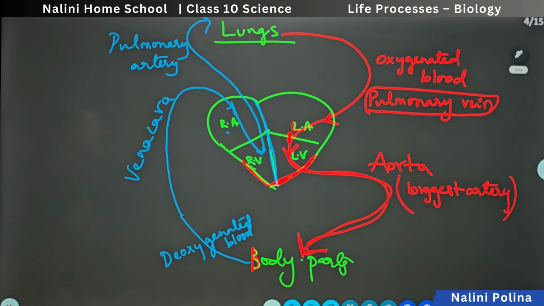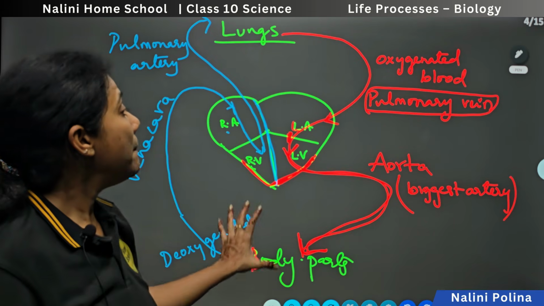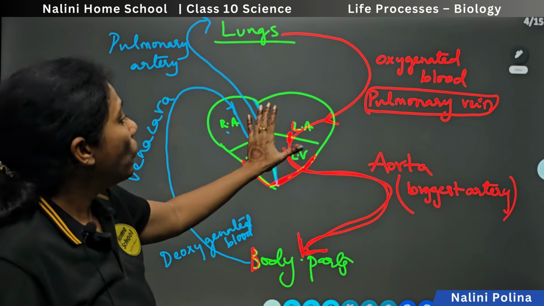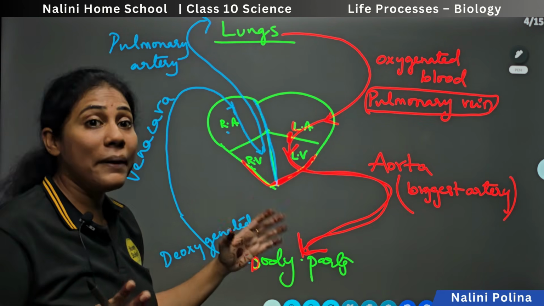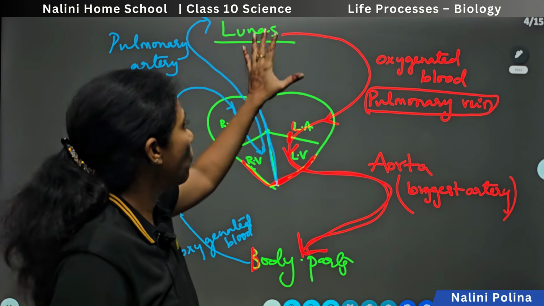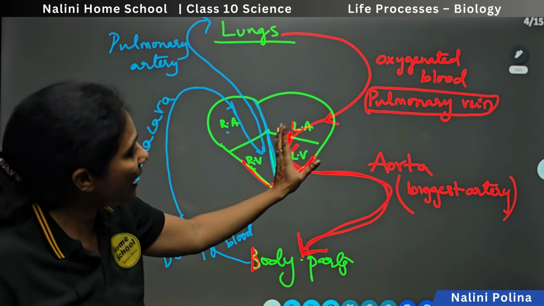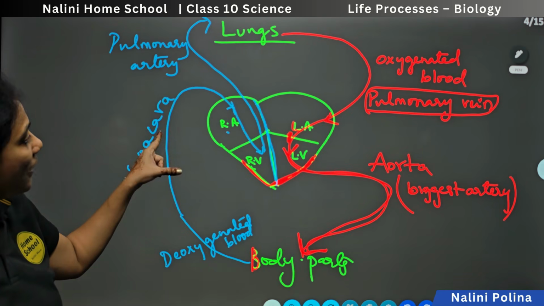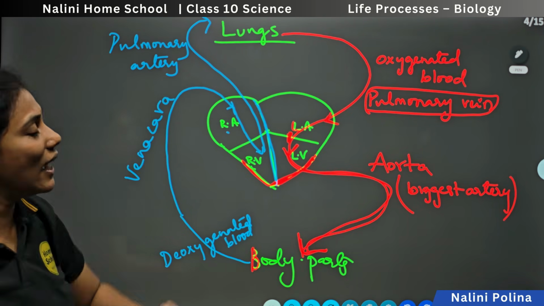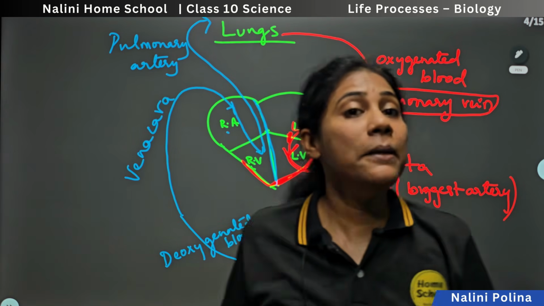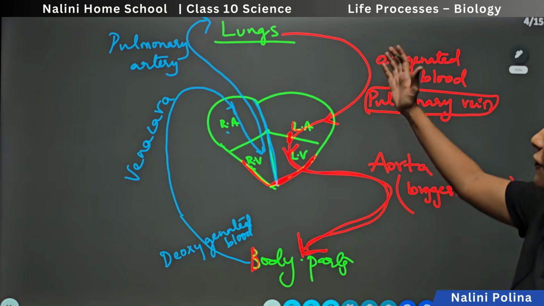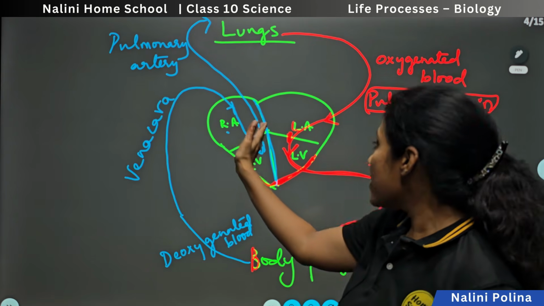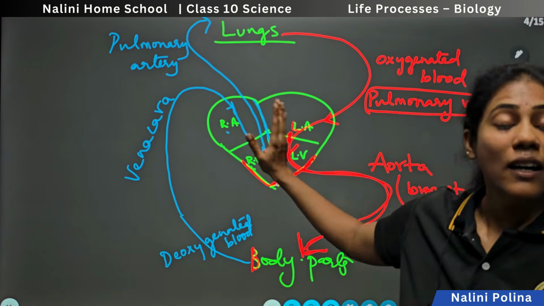So why do we call this double circulation? Because the blood is passing twice through the heart. Yes, see, in a single cycle, the blood has passed twice. Once is the oxygenated blood passing through the left side. The other half of the cycle is the deoxygenated blood passing through the right side. So two times the blood is passing through the heart. First time is the oxygenated blood through this side, and the second time is the deoxygenated blood through the right side.